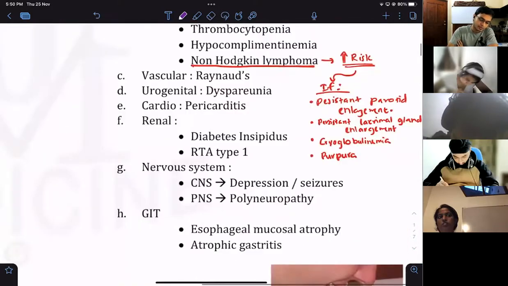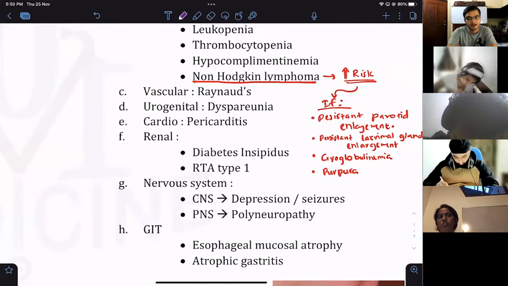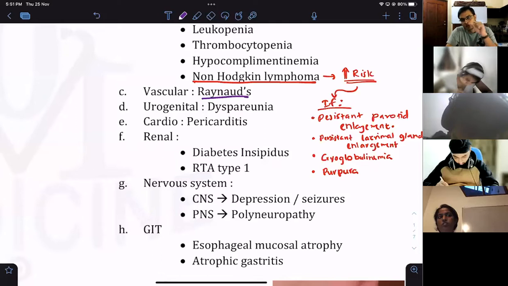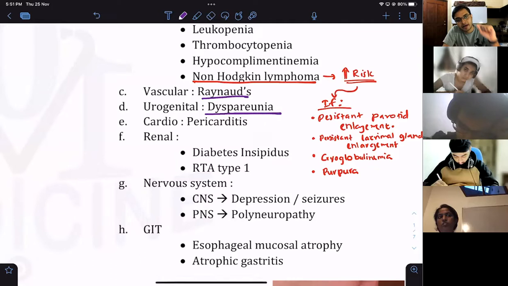Right, we are here. Apart from that, what else? Vascular manifestations, again like SLE. We talked about the vasospasms; Raynaud's can be there. Urogenital, specifically in females, there can be dryness, especially of the vaginal canal. There can be vaginal dryness, and because of that, there can be discomfort during sexual activity. This is what we call dyspareunia. This is how the patient will complain to you. Dyspareunia. Then apart from that, cardiac manifestations, pericarditis.